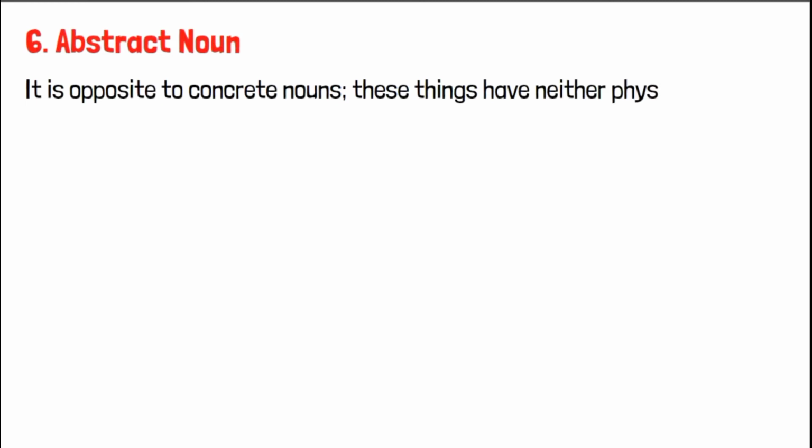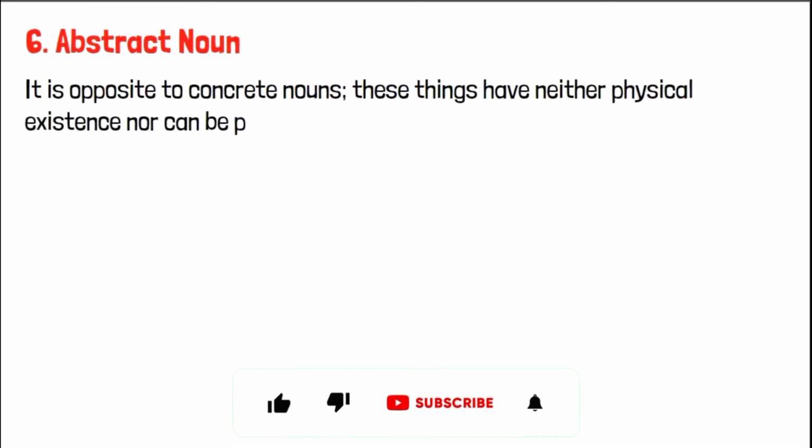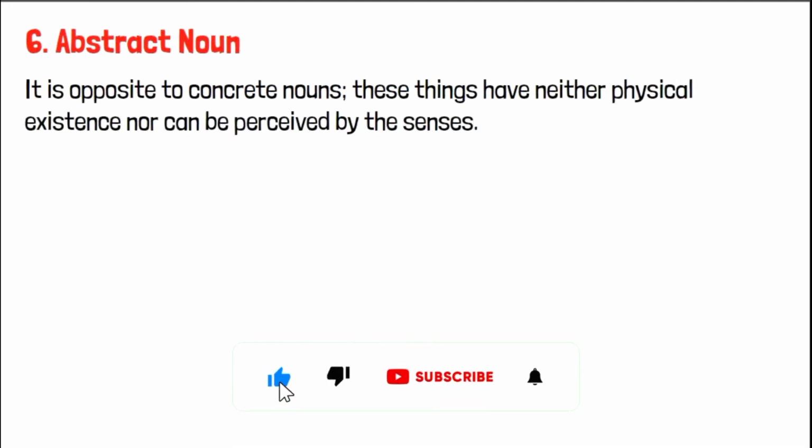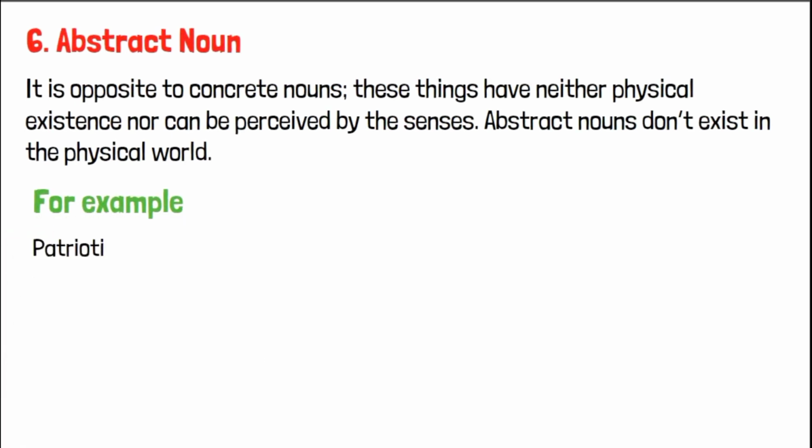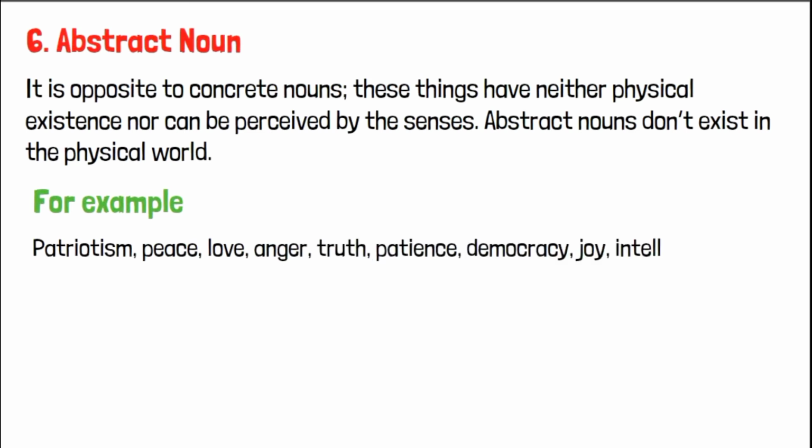Abstract noun. It is opposite to concrete noun. These things have neither physical existence nor can be perceived by the senses. Abstract nouns don't exist in the physical world. For example, patriotism, peace, love, anger, truth, patience, democracy, joy, intelligence, spirituality, hope.